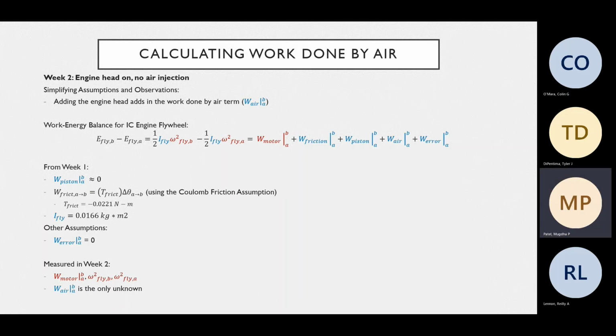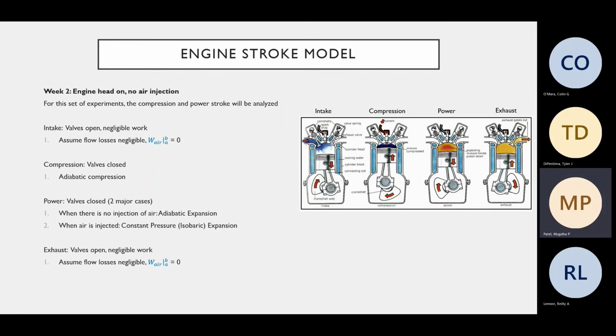Moving into week 2, we have measured the work from the motor and the angular velocities of the flywheel, and the only unknown in this equation is work from air. So for this set of experiments, we'll be analyzing each stroke of the engine stroke model from intake to compression to power to exhaust. During intake and exhaust, the valves are open and there's negligible work, and the work from air is equal to 0. But because we're trying to solve for work from the air, we'll be focusing on compression and power.